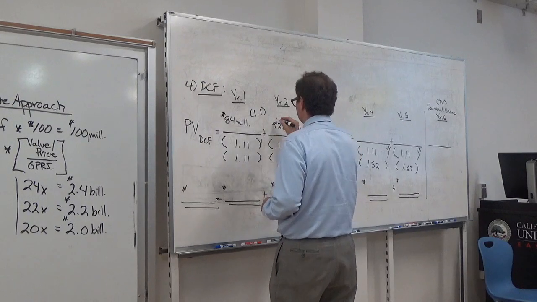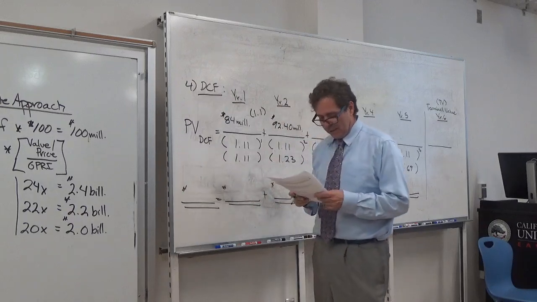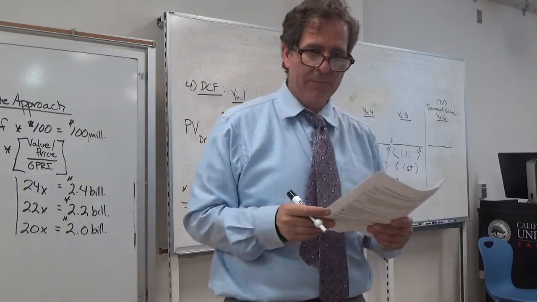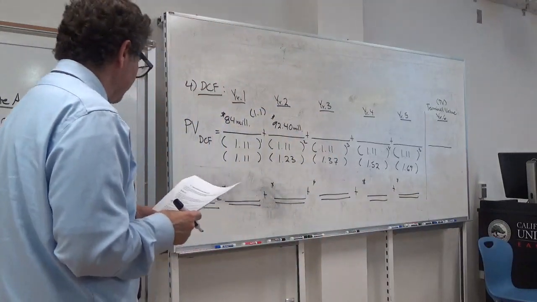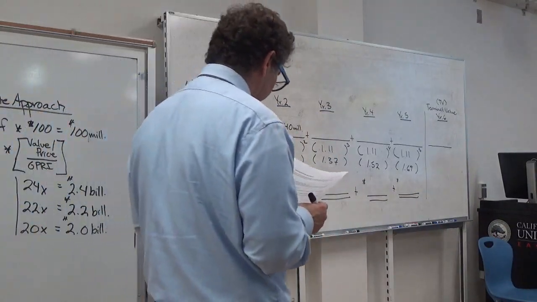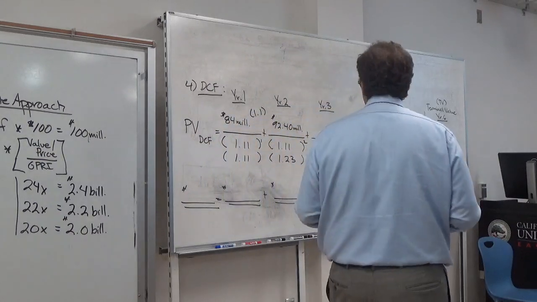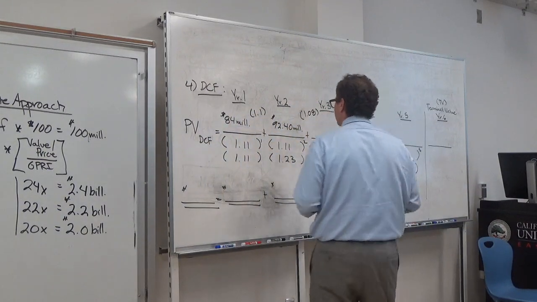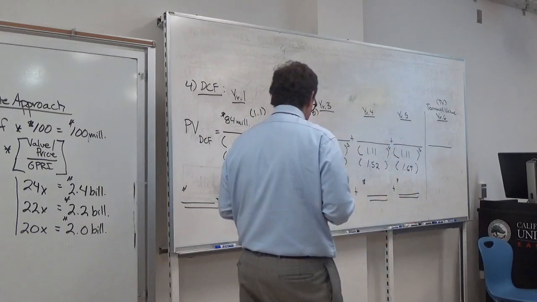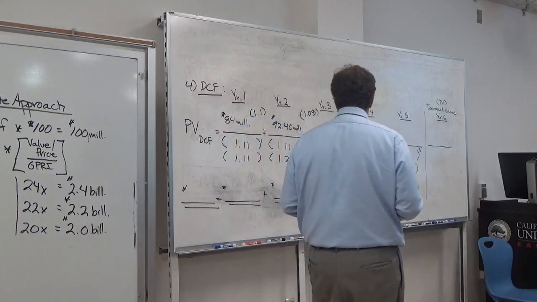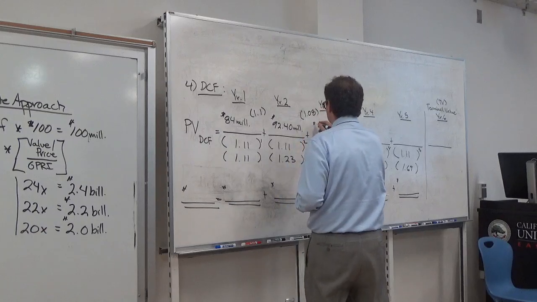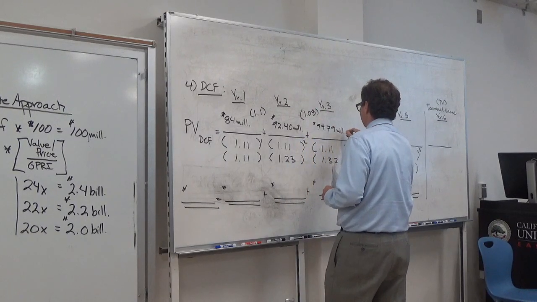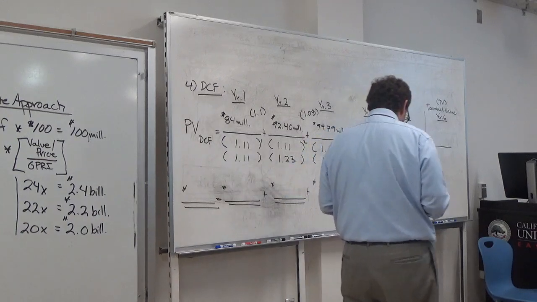Wait, why are you using 10% again? That's the growth rate for the second year in the pro forma cash flows. Oh, you're right. Okay, and how do I get year three? What's 92.40 times 1.08? 99.79. And how do I get year four?